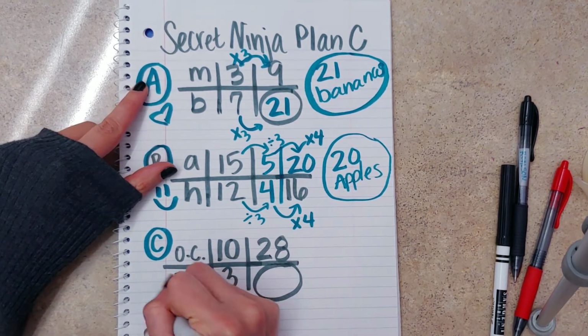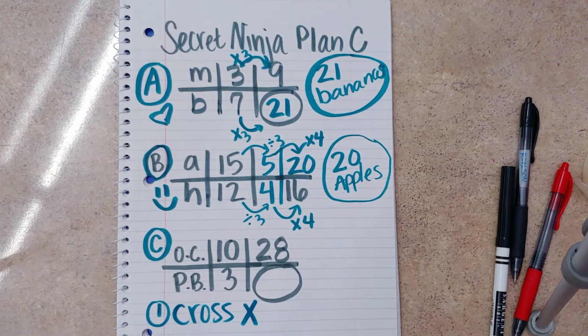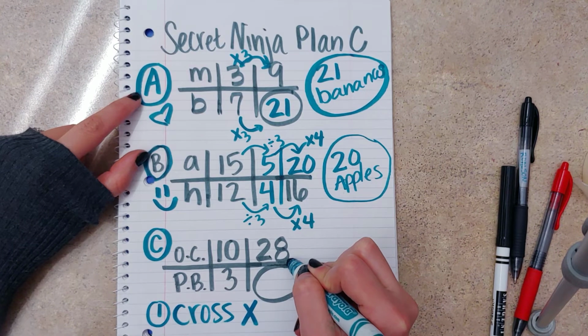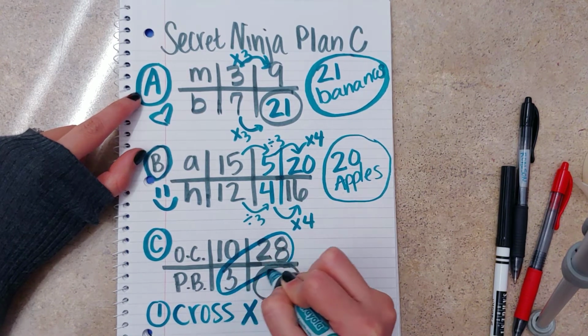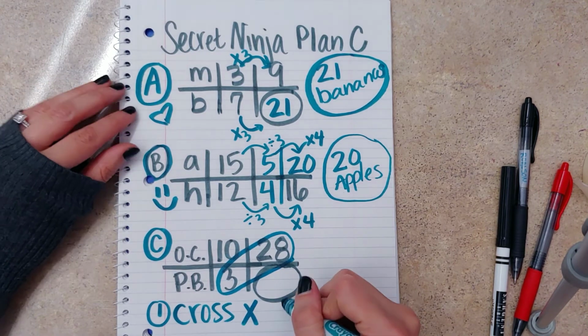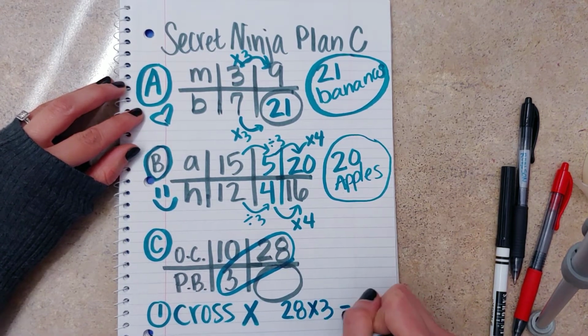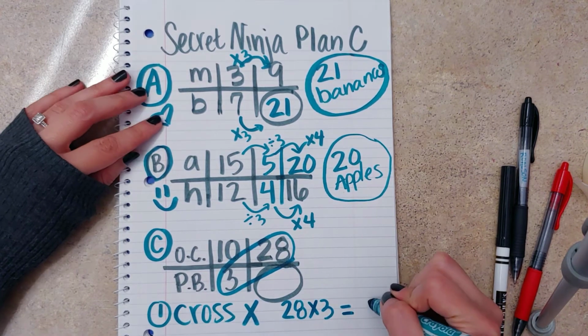So step 1, cross multiply. And that sounds like exactly what we're going to do. We are going to multiply our numbers that are across from one another. So our first step is to do 28 times 3, which equals 84.